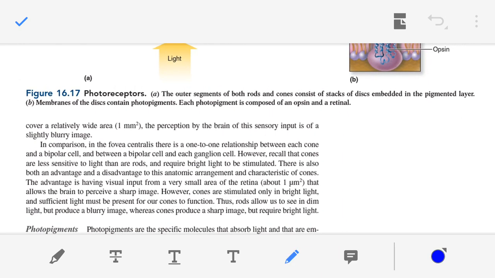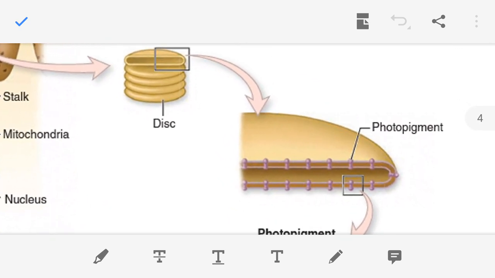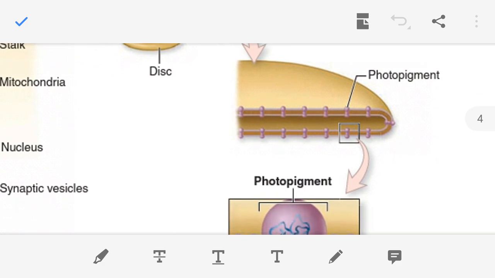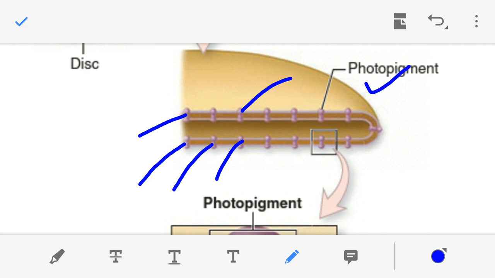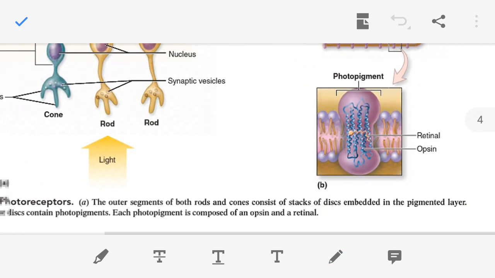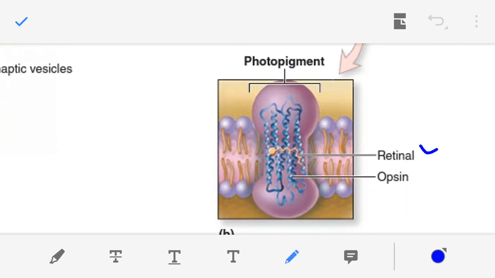Now in the membrane of the disc, photopigments are present, and each photopigment is composed of an opsin and a retinal. In the figure I am showing you, for example, one disc that they have zoomed in on, and in the plasma membrane you can see all these photopigments. Now they have enlarged the photopigment, so here you can see retinal and opsin.